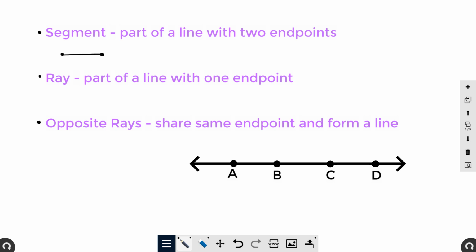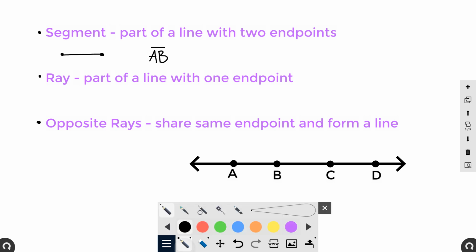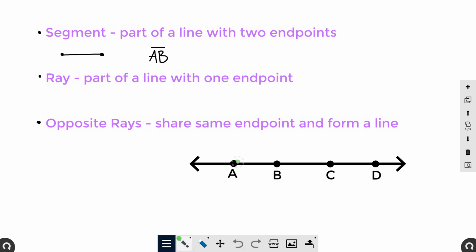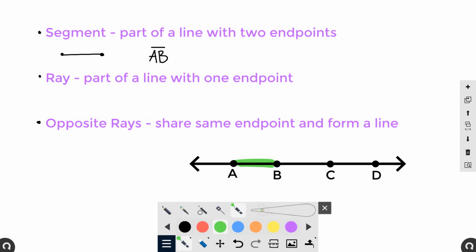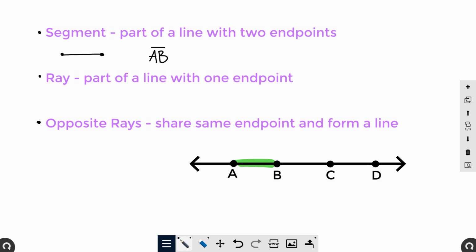Name one segment from this picture down here. Use just 2 letters. AB. AB is definitely a segment. It stops and ends. So if I wanted to name this as a segment, I would write AB and then just put a segment over top of it with no arrows. That means you are just focusing on that one part of the picture from here to here. It doesn't keep going. There's no extra arrows.